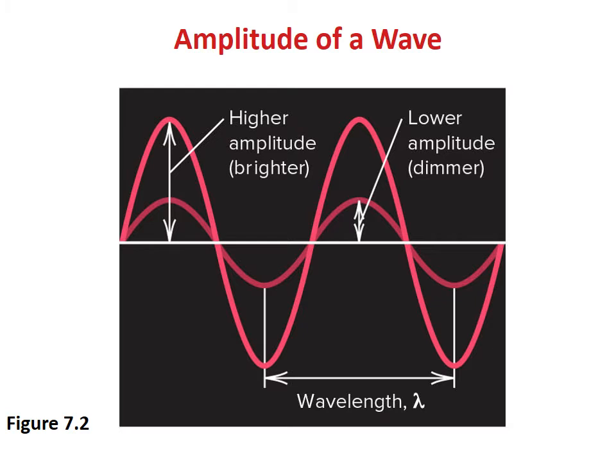What about amplitude? The amplitude of light determines its brightness and intensity. Just like a water wave, a strong water wave has a high amplitude. A light with a higher amplitude is more intense and brighter than a light with lower amplitude.